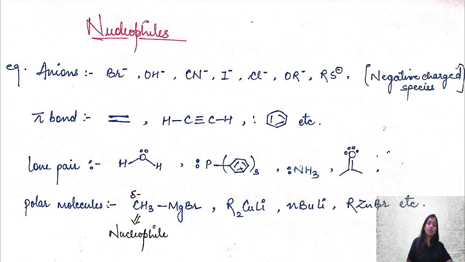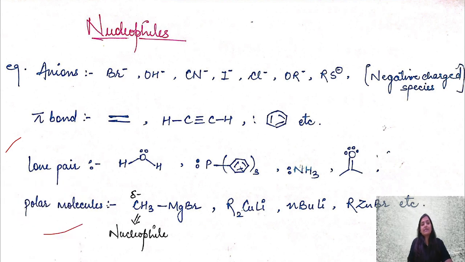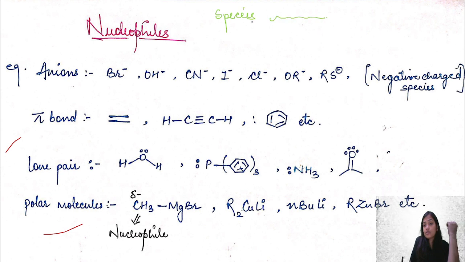Now let's have a look at the nucleophiles. Let me show you some very good examples of nucleophiles. Guys, when you see nucleophile, it means having affinity for nucleus. So those species which go towards positive charge. Now who will go towards positive? Who will run towards positive?